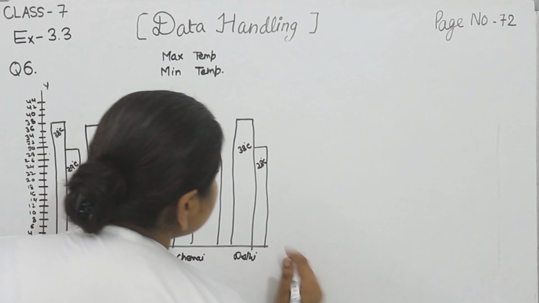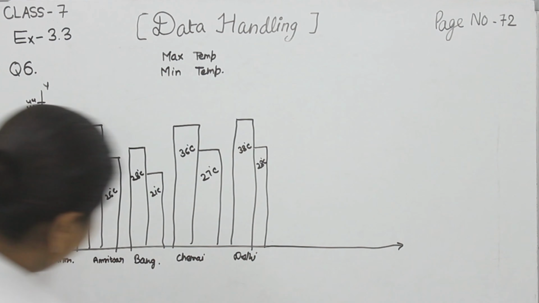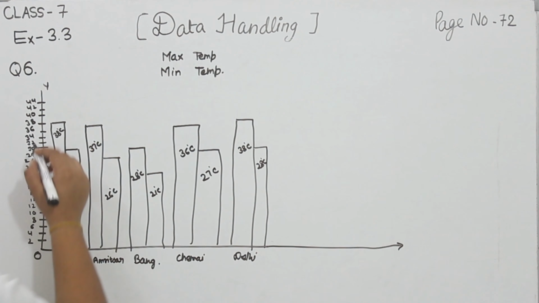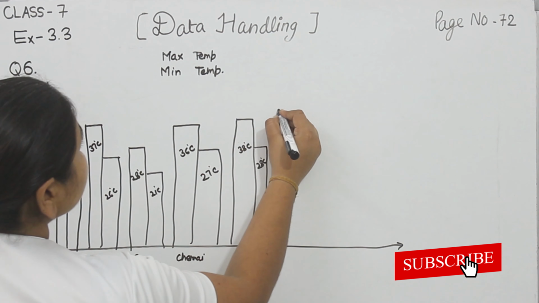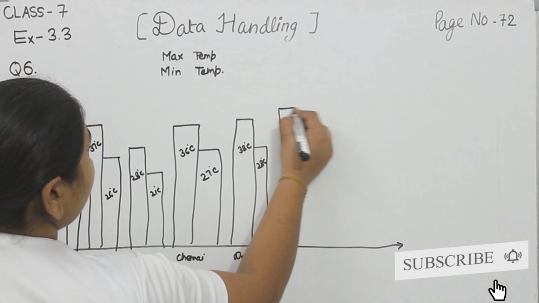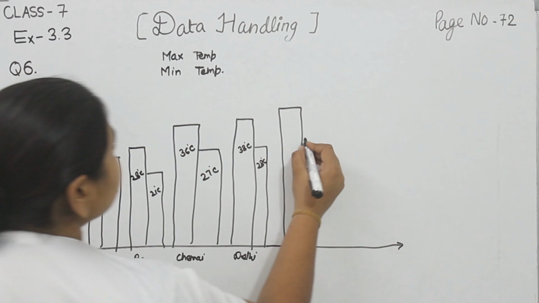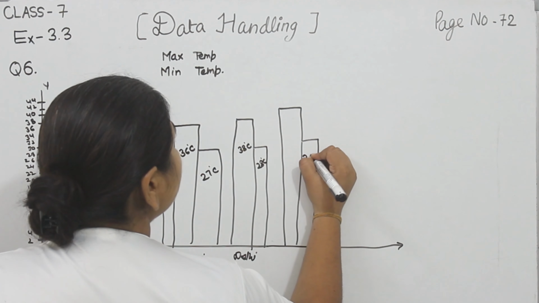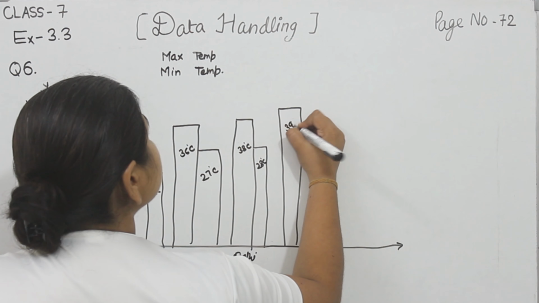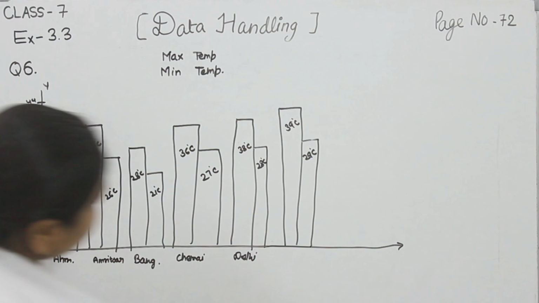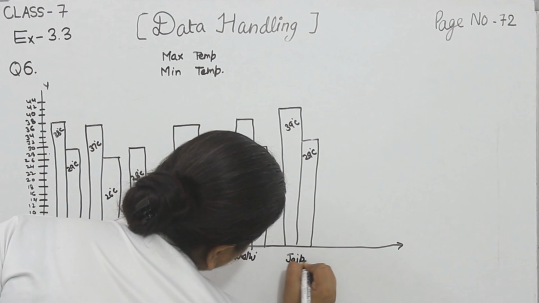I am going to extend this one. Now next to Delhi, it is Jaipur, 39 degrees Celsius and 29 degrees Celsius. Now this would be 39 and the minimum is 29. This is 39 degrees Celsius and this is 29 degrees Celsius, and this one is of Jaipur.